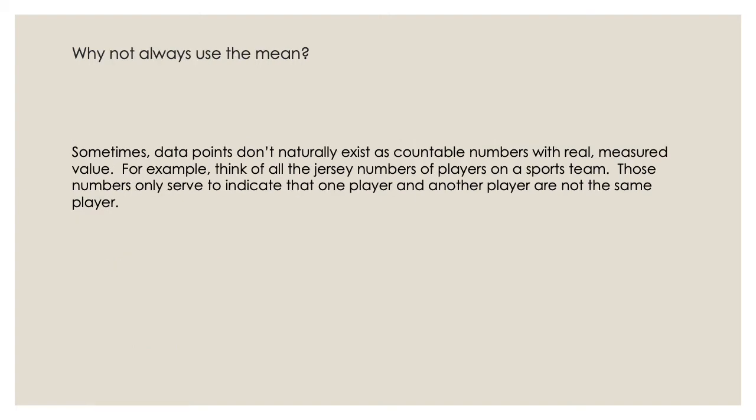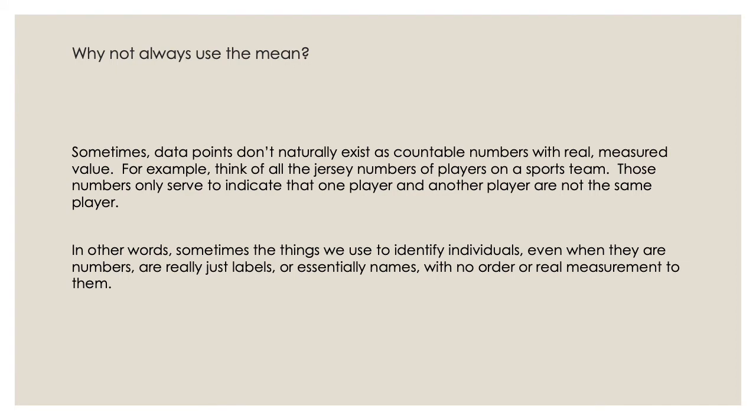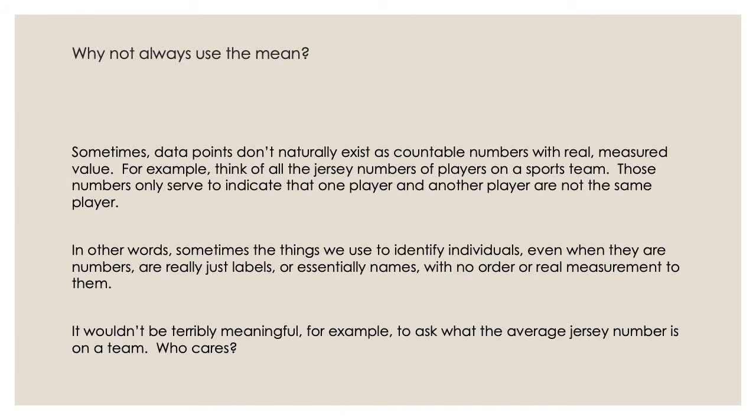So why not always use the mean? Sometimes data points don't naturally exist as countable numbers with real measured value. For example, think of all the jersey numbers of players on a sports team. Those numbers only serve to indicate that one player and another player are not the same player. In other words, sometimes the things we use to identify individuals, even when they are numbers, are really just labels, or essentially names, with no order or real measurement to them. It wouldn't be terribly meaningful, for example, to ask what the average jersey number is on a team. Who cares?